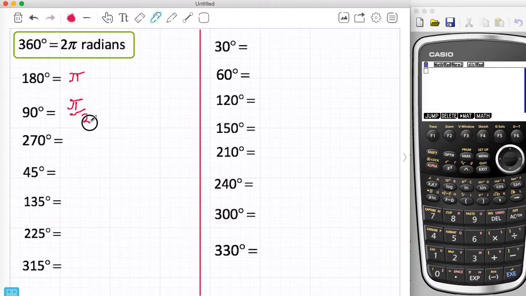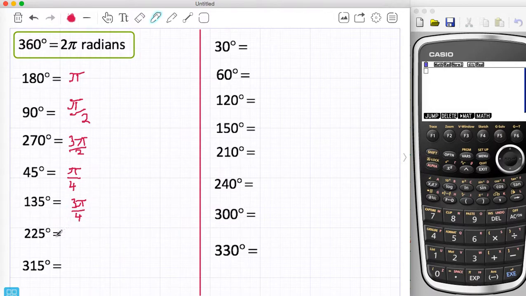So if I know this one, it's actually sometimes more useful than this one. 270, well that's 180 and 90, so if I add a whole one and the half here, I get 3 pi over 2. 45 is half of 90, or a quarter of 180. So because it's a quarter of 180, it becomes pi over 4. 135 is 3 lots of 45, so it becomes 3 pi over 4.